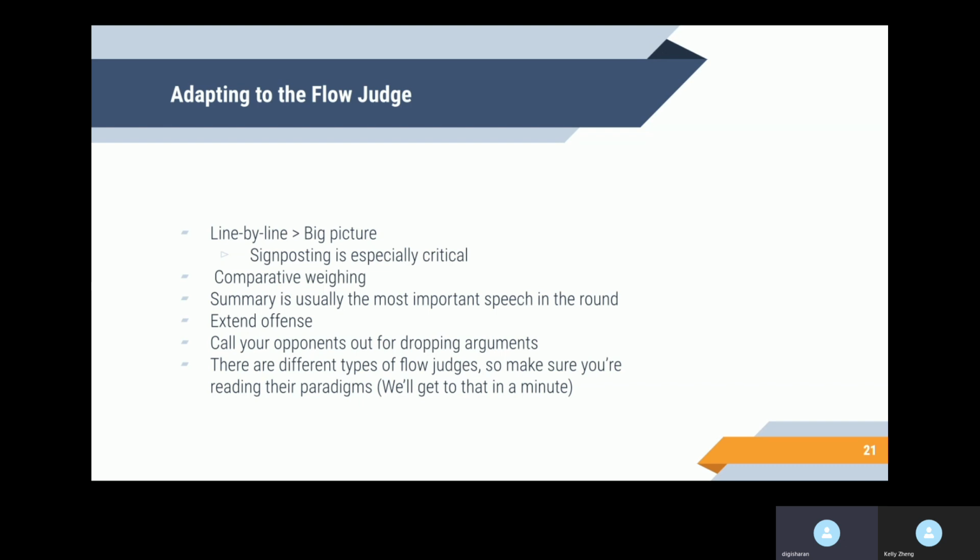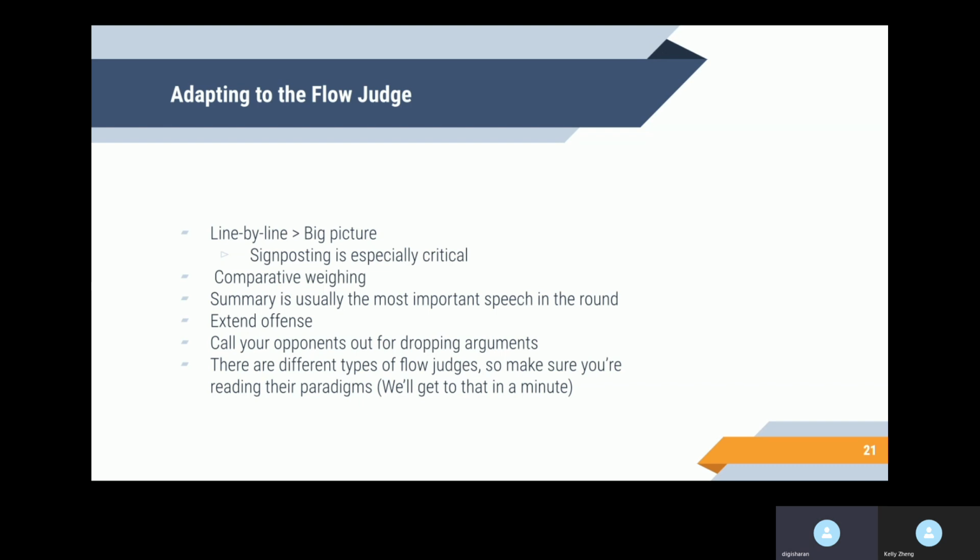The second thing, like Kelly was saying, is comparative weighing. This should probably help you in every round you debate in, but especially in front of flow judges, a lot of phrases like, even if they win this argument, we can still win this round because of whatever. That will help you a lot.